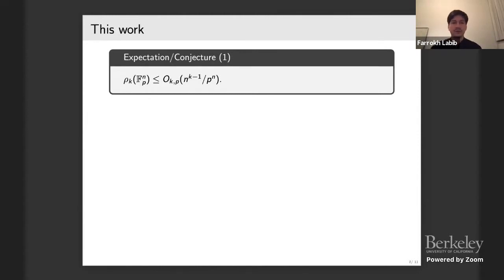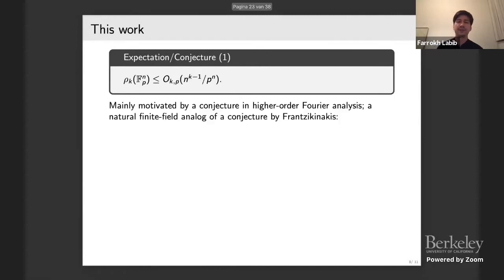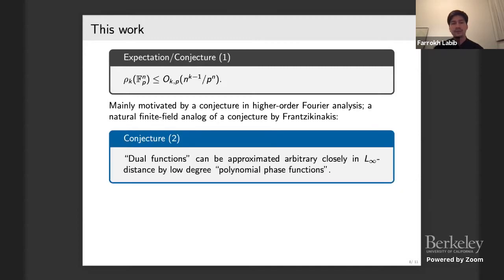So in this work, we mainly focus on the finite field case, and this explicit conjecture is mainly motivated by a conjecture in higher order Fourier analysis, which is a finite field analog of a conjecture made by Frantzikinakis in ergodic theory. The precise conjecture is, or this is rather imprecise, and it says that objects called dual functions can be approximated arbitrarily closely in L infinity distance by low degree polynomial phase functions. I will explain what these objects are later, but for now, conjecture 2 implies conjecture 1.